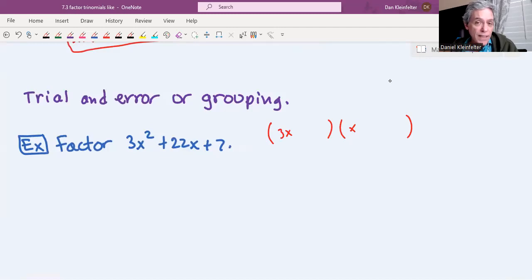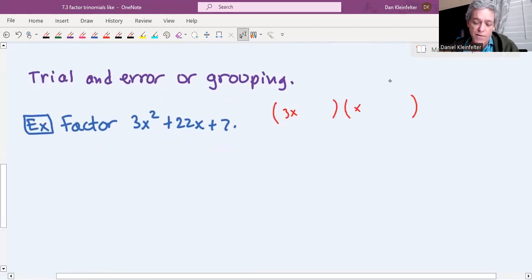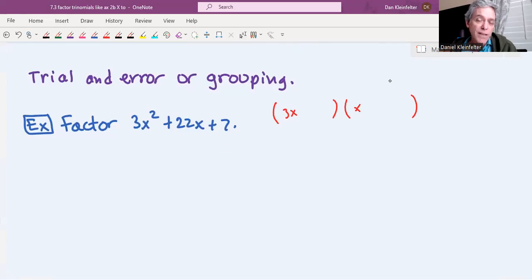So what I find easier to do is to do this by grouping, and so I'm going to show you how that works, but you're welcome to, of course, use trial and error if you prefer that. All right, so here's how grouping works. It's going to be a modification of the way that we did this in the preceding section, where we are looking for two numbers that multiply to this and add up to be that. Only this time, since the coefficient of the x squared term isn't a 1, we do need to take that into account.